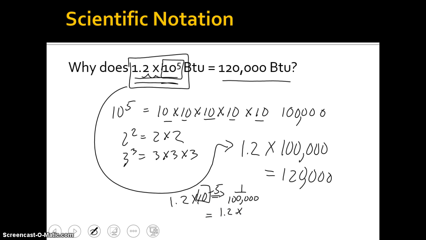1.2 times 1/100,000th, which is 0.00001, which is going to give you the same answer. So 1.2 times 10 to the minus fifth is going to be 0.0000012. Okay, so that's how the scientific notation works. That's how it makes sense.